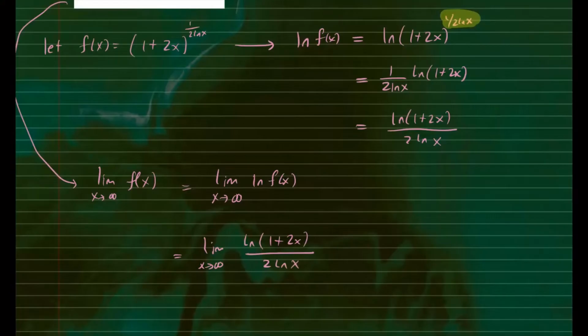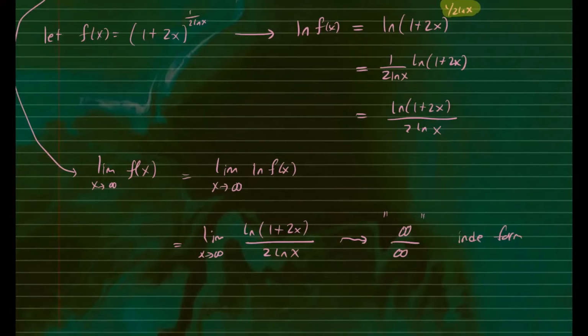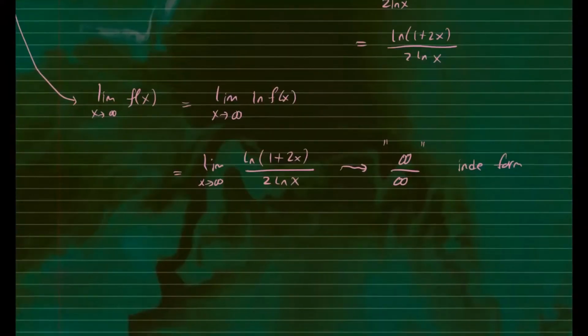So now let's apply the limit. If you take the limit, what will this limit tend to? On top, you're going to get ln of 1 plus a very large number, so let's say infinity. And on the bottom, again, 2 times ln of a very large number will also be infinity. So this is an indeterminate form. Once it is an indeterminate form, by L'Hopital's rule, you can do the following.